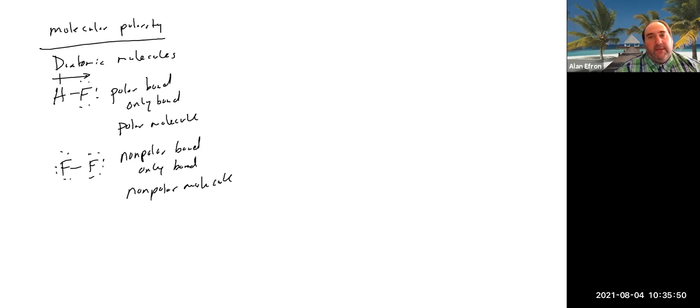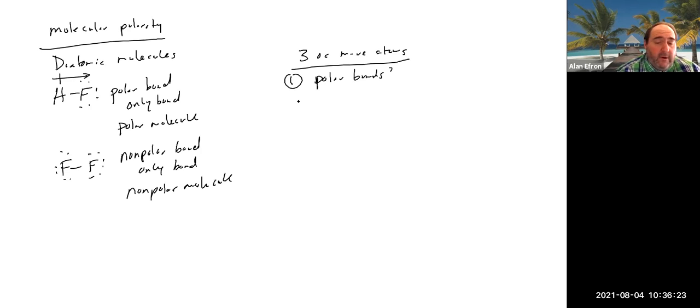So really the only place where bond polarity and molecular polarity are the same thing is when you're dealing with a diatomic molecule, because there's one and only one bond present. When we have three or more atoms, we do have to look at two things. You have to look at whether there are polar bonds, and if there are polar bonds, you need to look at the molecular geometry of it, the shape.